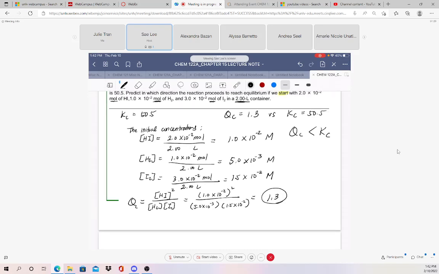Professor, can you slow down a little bit? Oh, okay. So did you get this part? I'm still writing that part down. Okay.